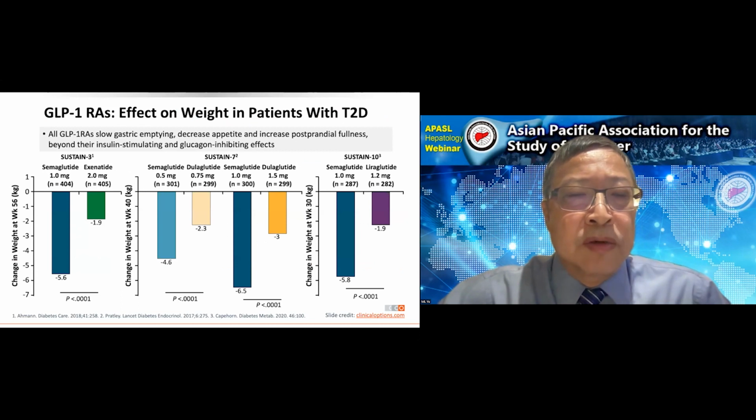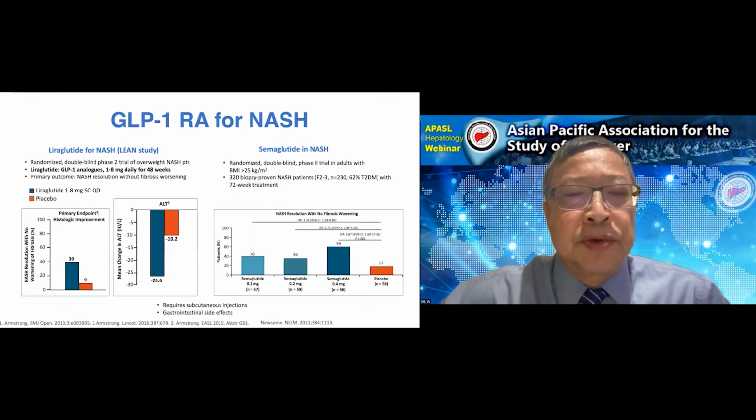The GLP-1 receptor agonist has been approved for the treatment of diabetes, but because all of the GLP-1 receptor agonists could slow gastric emptying, decrease the appetite, and increase postprandial fullness, they have a great effect on body weight reduction. As shown in this slide, there is a dose-dependent weight reduction with semaglutide 1 milligram per week, with an average 5 to 6 kilogram reduction or 15% weight reduction with 24 weeks of semaglutide.